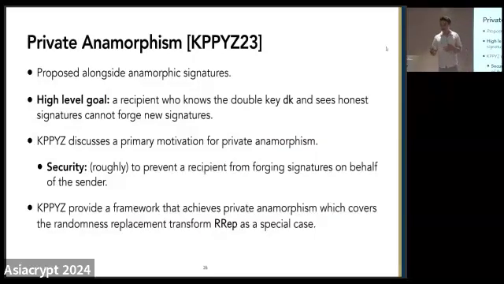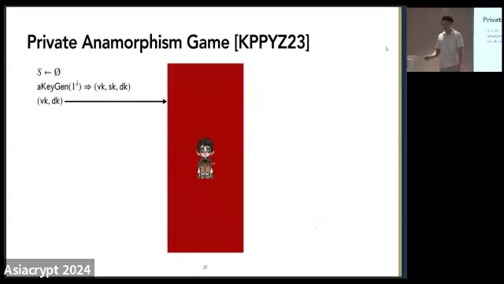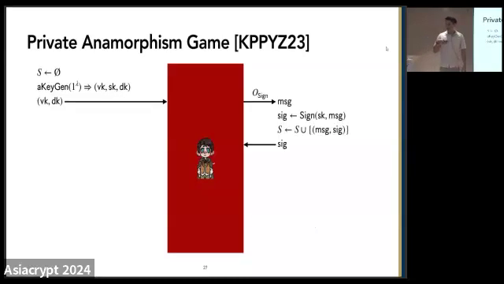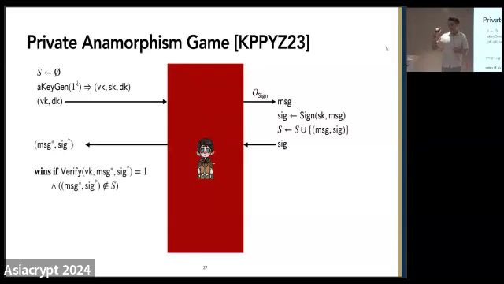KPPYZ also provide a framework to achieve private anamorphism, which is very broad, and it specifically covers randomness replacement as a special case. So how do they formalize private anamorphism? It's specifically in the following game. We, again, run anamorphic key generation, but this time, because we have a malicious recipient, we give them the verification key and the double key. And then they get access to an honest signing oracle, and they're tasked with forging a new signature that hasn't been seen.